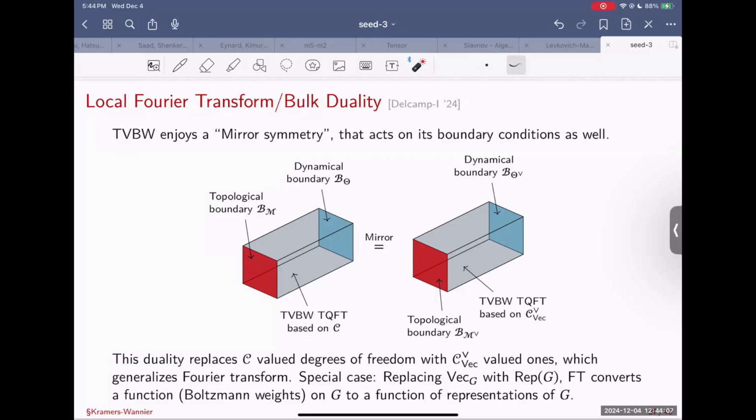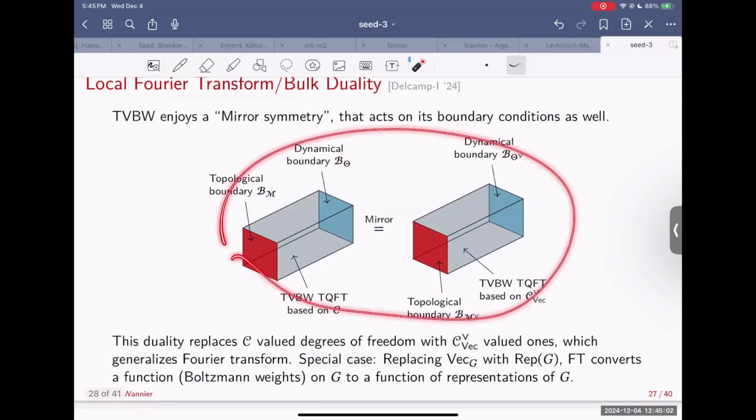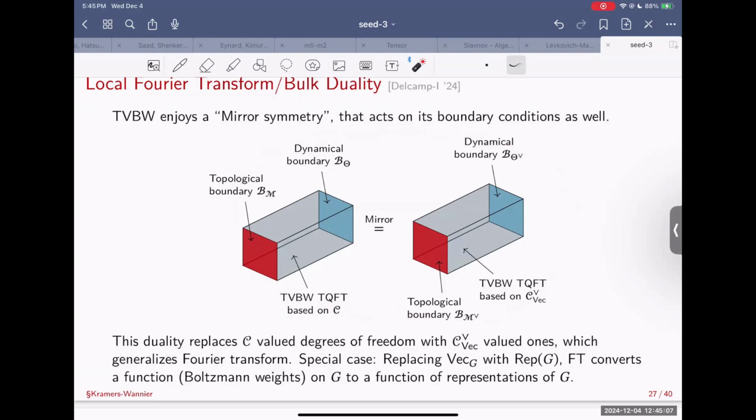The point is that when we consider this kind of 3D TQFT, this Turaev-Viro TQFT has something called mirror symmetry. This symmetry exchanges a TQFT based on a category C with the TQFT based on a category which is the Morita dual of C with respect to the category Vec. Again, Vec is just the category of finite-dimensional vector spaces. This symmetry does not only change the input category, but it also acts in a very specific way on the topological boundary conditions. Given a module category M of C, we will have a specific module category M-check of C-check. Similarly, we also have to modify the dynamical boundary condition by replacing the Boltzmann weights with their Fourier transforms. And this operation, which is analogous to the mirror symmetry for the 3D TQFT, is the generalization of the local Fourier transformation that we saw in the abelian case.